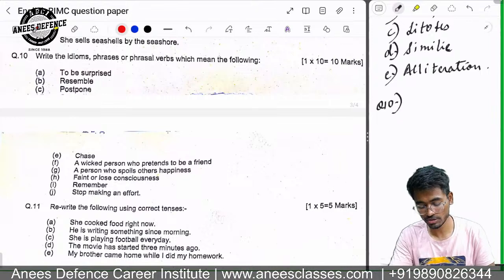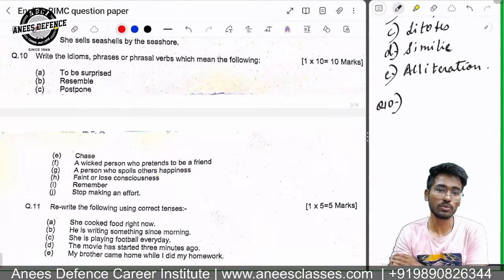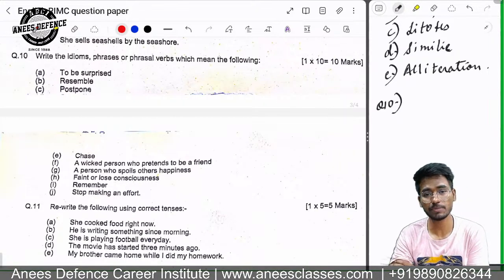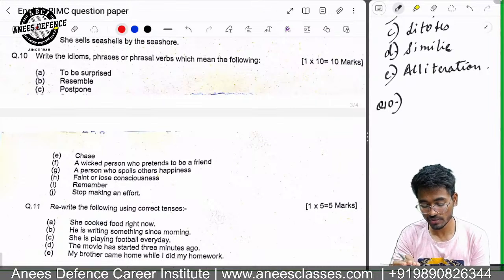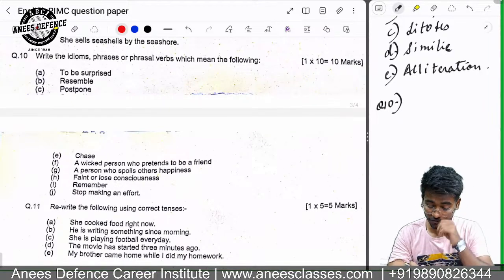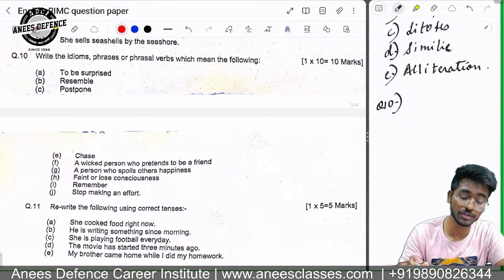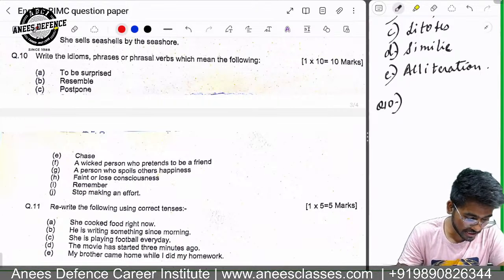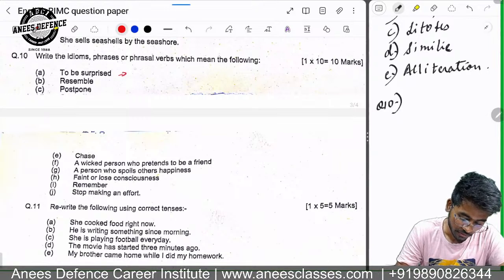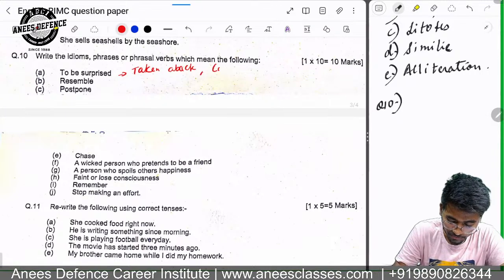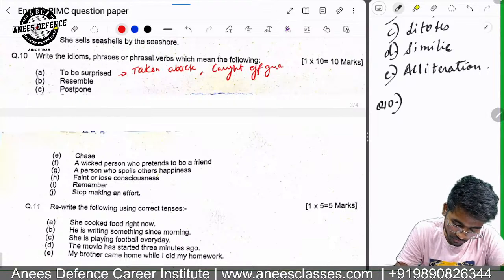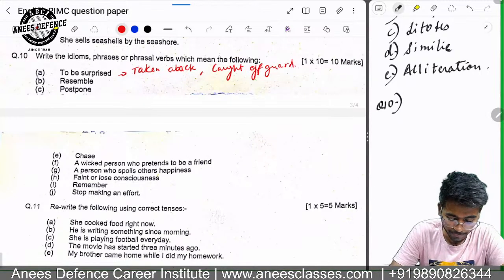Now again, this question might have multiple answers. So it is not fixed that one person has written this, the other person has written something different. If your meaning is correct, if your idiom or phrase is correct, you will get full marks, irrespective of the answer. So to be surprised means, you can write taken aback. You can also write caught off guard. These are the possible things you can write for to be surprised.